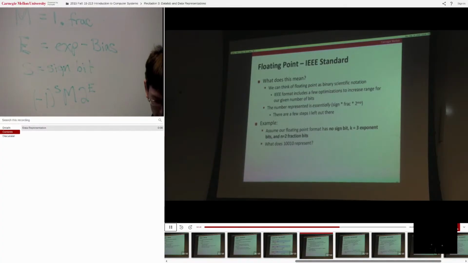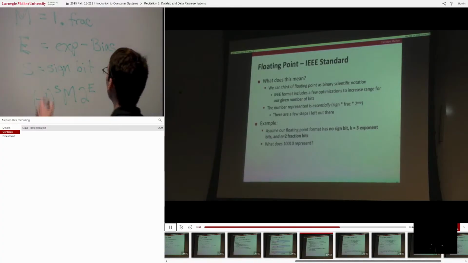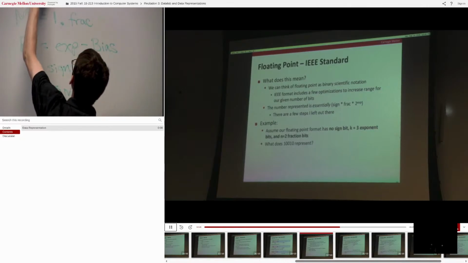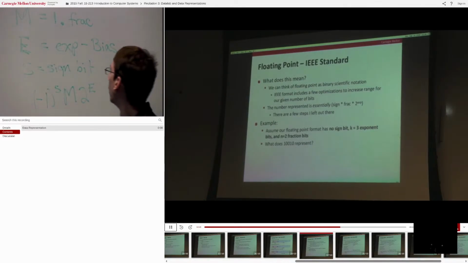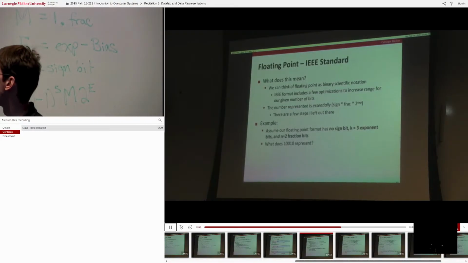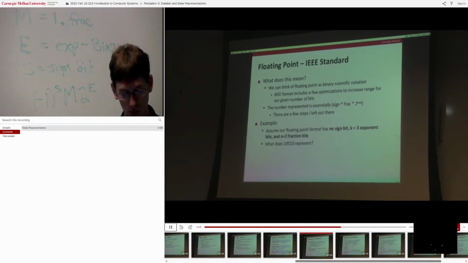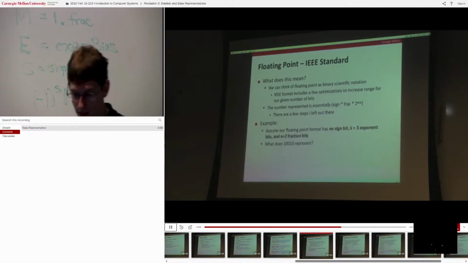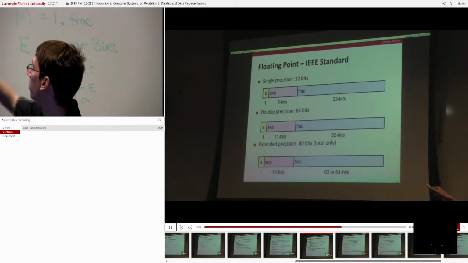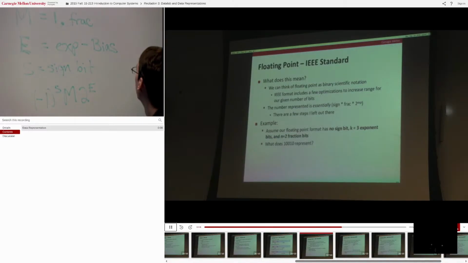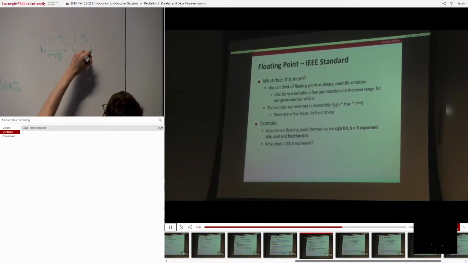So what is this bias? The bias is 2 to the k minus 1, minus 1, where k is the number of exponent bits we have. Let's work out what that particular number represents. We've got 1, 0, 0, 1, 0, and I said that k equals 3, so 3 exponent bits, 2 fraction bits. The first 3 bits are the exponent, and the next 2 are the fraction. We don't have a sign bit here. So this is the exponent, and this is the frac.